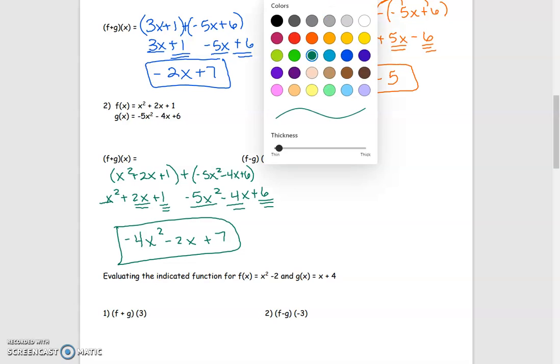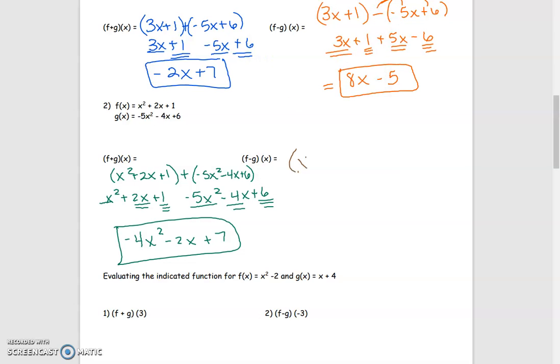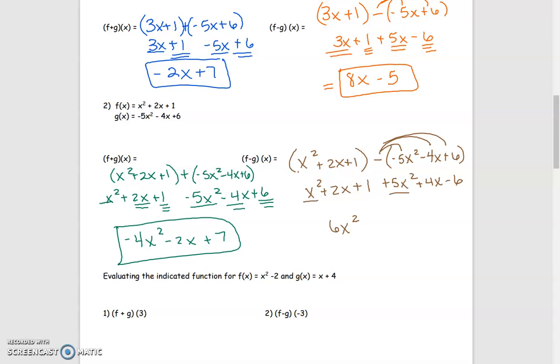And then with subtracting, we still are going to have our f first, and then we're going to be distributing our minus to every single term in the g function. So we're going to distribute, distribute, distribute. That's going to give me a positive 5x squared, a positive 4x, and then a minus 6. And then I'll bring everything down from that first function. And now we'll combine our like terms. So 6x squared, and then we have a 6x, and then we have a negative 5.